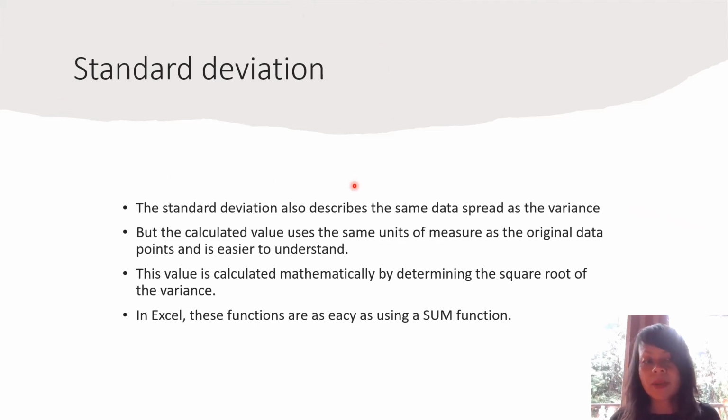Okay, so we've already talked about standard deviation. Let's take a closer look at it. The standard deviation describes, like I said, the same data spread as the variance, but the calculated value uses the same units of measure as the original points, and it's easier to understand. So this value is calculated mathematically by determining the square root of the variance, okay?